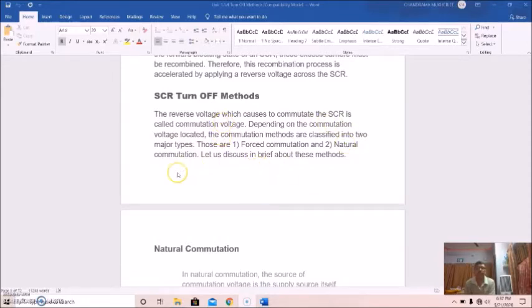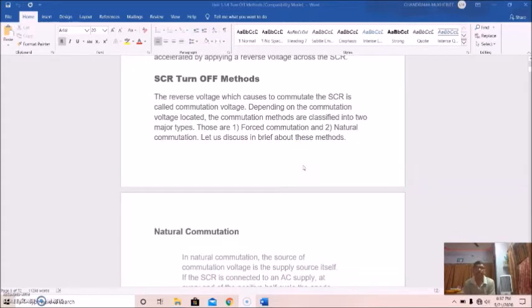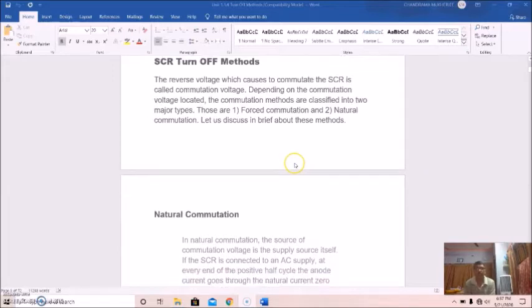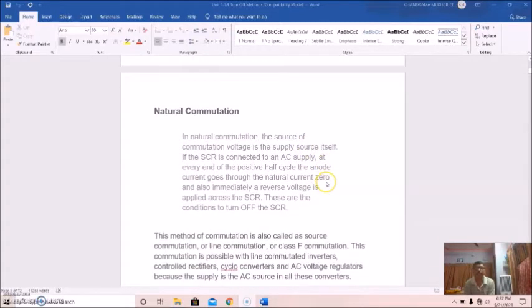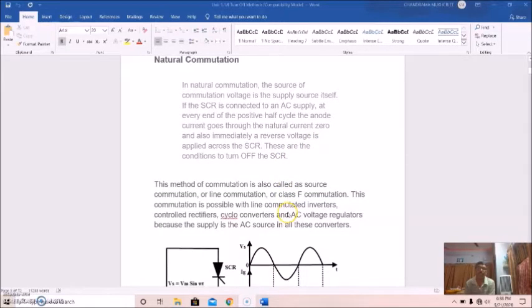Depending on the commutation voltage location, the commutation methods are classified into two major types: one is forced commutation and another is natural commutation. Let us discuss what is forced commutation and what is natural commutation, starting with natural commutation. In natural commutation, the source of commutation voltage is the supply source itself. If the SCR is connected to an AC supply, at the end of every positive half cycle the anode current naturally goes to zero, and immediately a reverse voltage is applied across the SCR. These are the conditions to turn off the SCR.